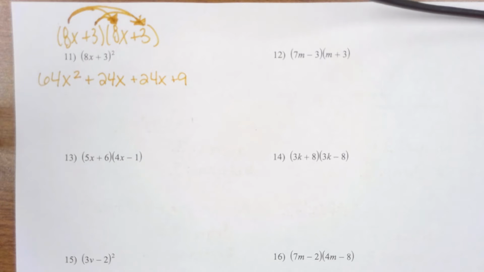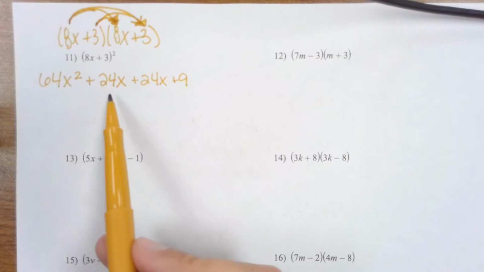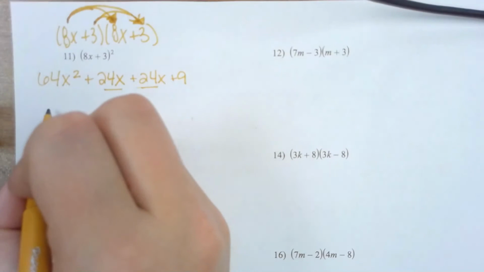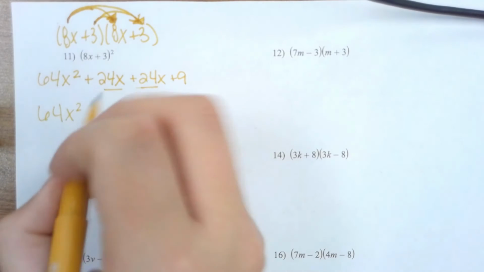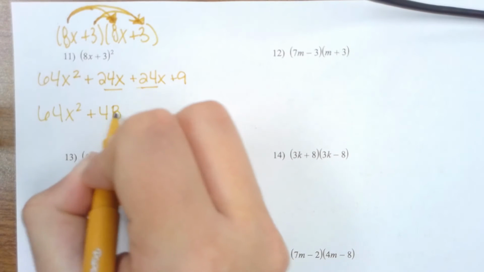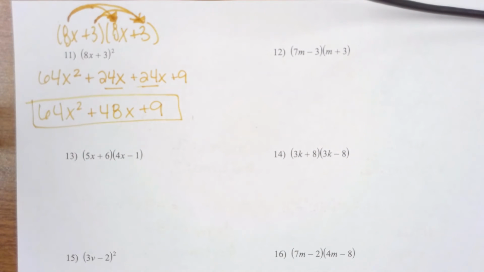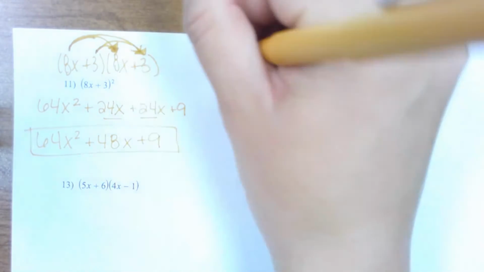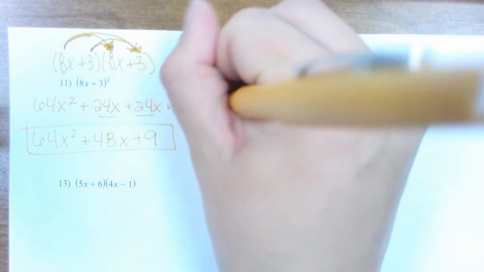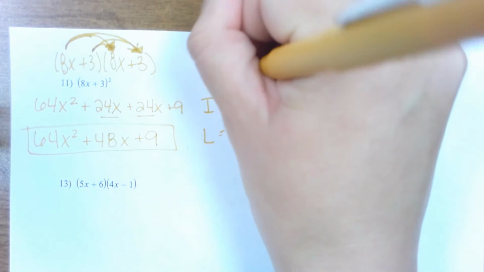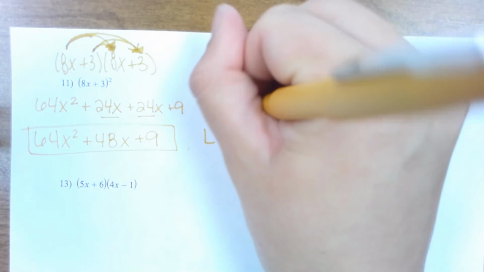And then you just have to take one more step by simplifying your two like terms together. So I see a 24x and a 24x that I can combine together. And that will give me a 48x. And that is your standard form. So again, FOIL is first, outer, inner, and last.